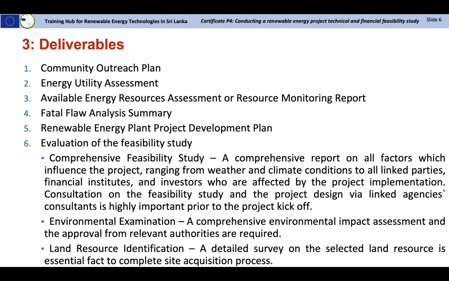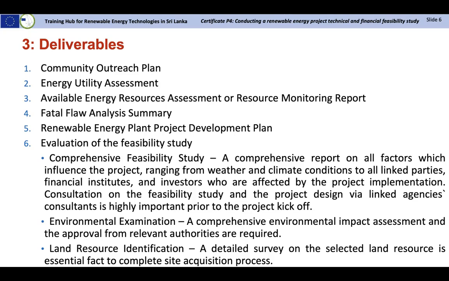And then the deliverables, that is number 3. We want to identify what the deliverables of our project are. In that project feasibility study, here are the deliverables. Community outreach plan we have. Energy utility assessment we will have. Then the available energy resources assessment, because we are doing it with respect to wind, solar, whatever the renewable energy sources in that region. So we are having an energy resources assessment plan.